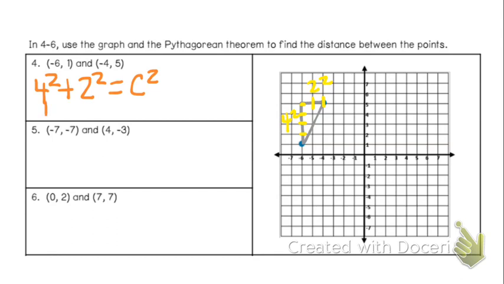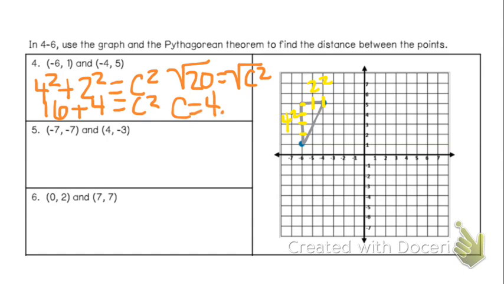Well, 4 squared is going to give me 16 plus 2 squared, which is going to give me 4. I'm going to add 16 plus 4 together, and I'm going to get 20. Then I'm going to find the square root of 20, and that's going to give me C equals 4.5. If you type in the square root of 20 on your calculator, you get 4.47, so I'm going to round that up to 4.5.